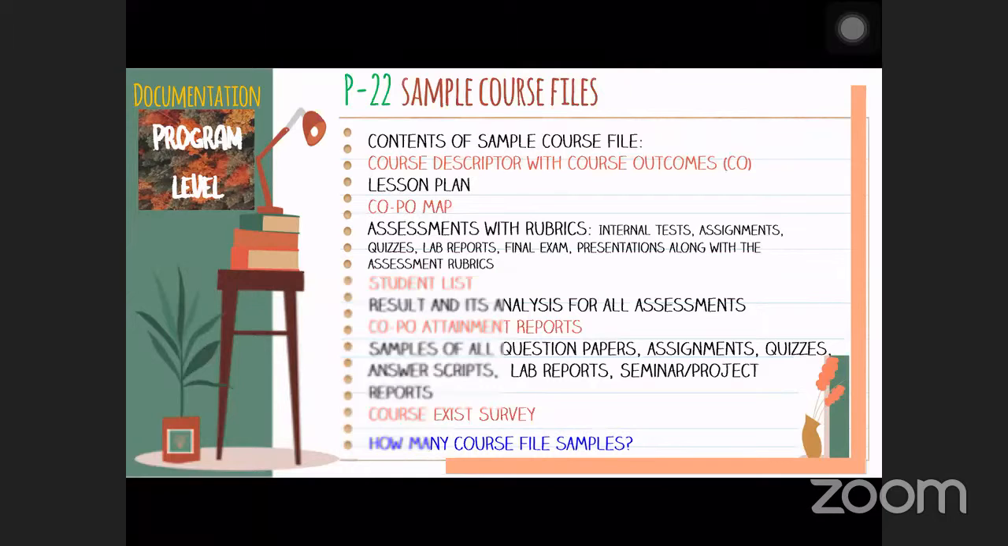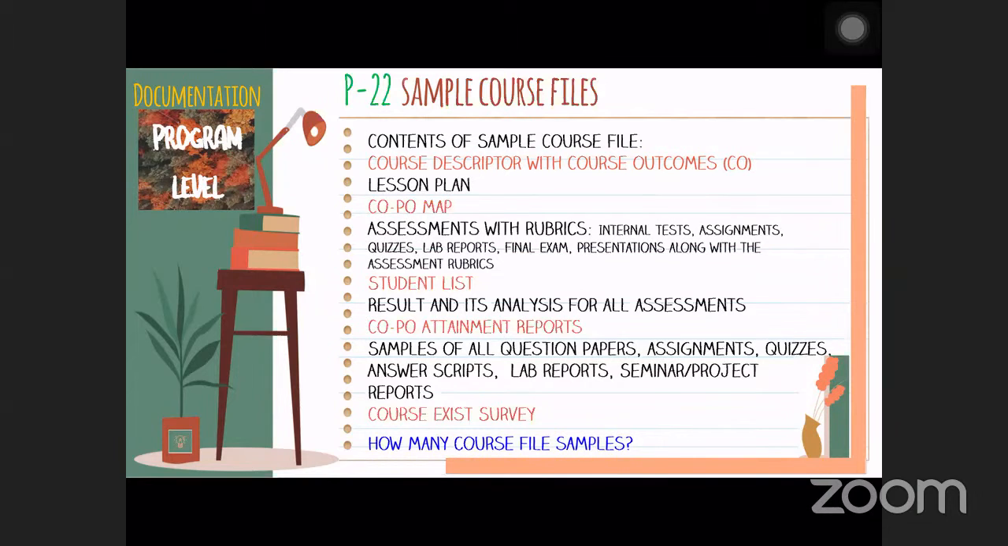Then there has to be a sample course file, which is very important for a particular faculty as well as for a particular department. Now, what should go into this course file? The content of this course file should be the course descriptor with the course outcomes. There should be a lesson plan, then the course outcomes and their mapping to the program outcomes. This map should be present, so that the teacher will be continuously looking at this particular aspect and would be able to deliver the course.